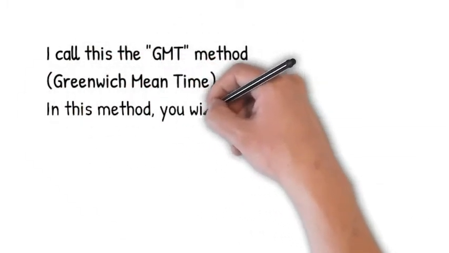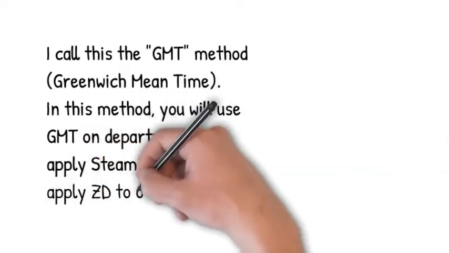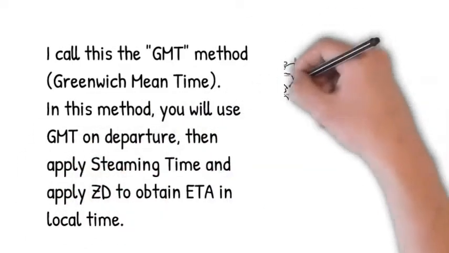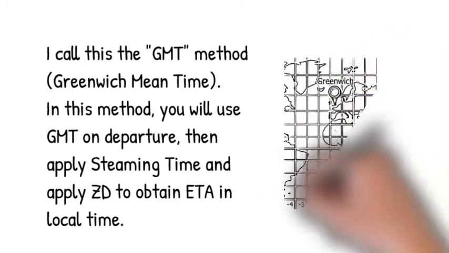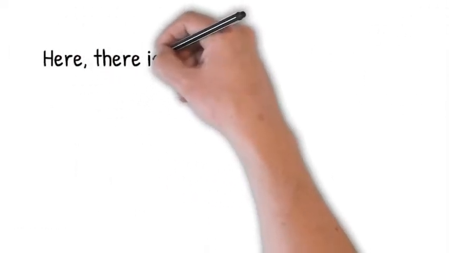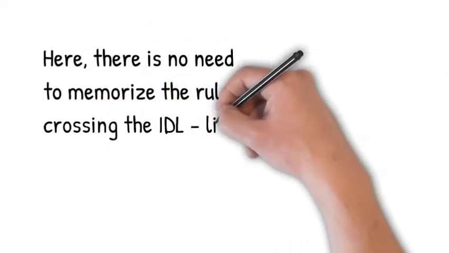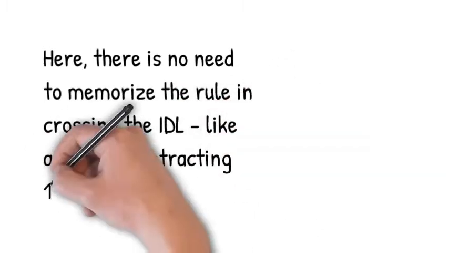In this method, you will use DMT on departure, then apply steaming time and apply sound description to obtain ETA in local time. Here, there is no need to memorize the rule in crossing the IDL, like adding or subtracting one day.